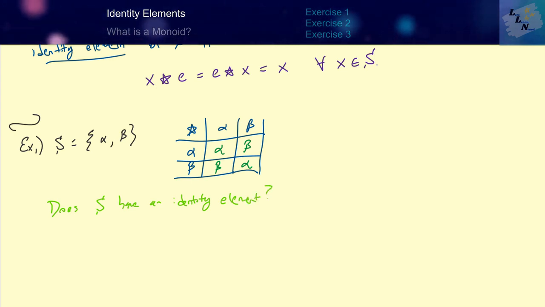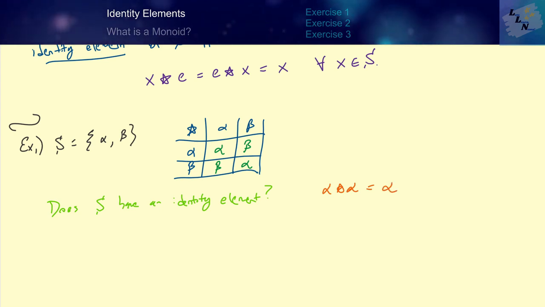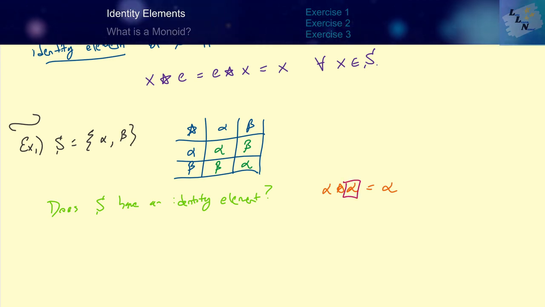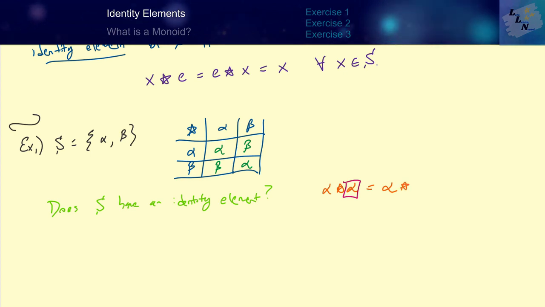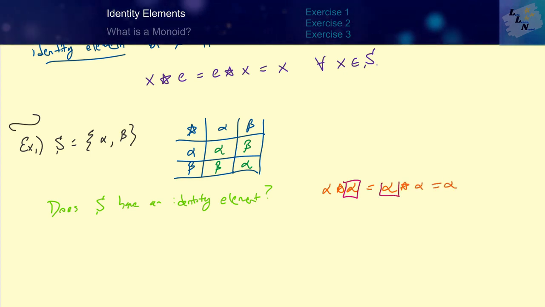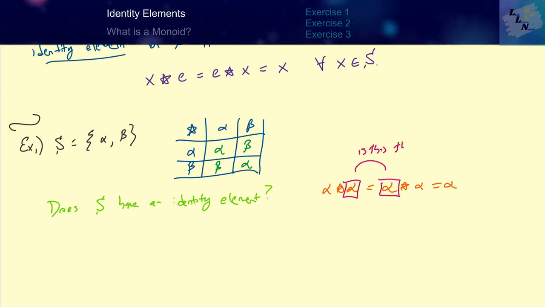Okay, so let's just look at a couple things here. Let's first off look at alpha star alpha. So clearly alpha star alpha is equal to alpha, right? So it's possible that alpha is an identity element in this case. So I'm sort of focusing on alpha. So is this the identity element? That's the first question we have.